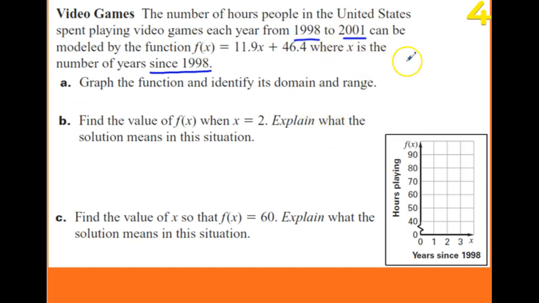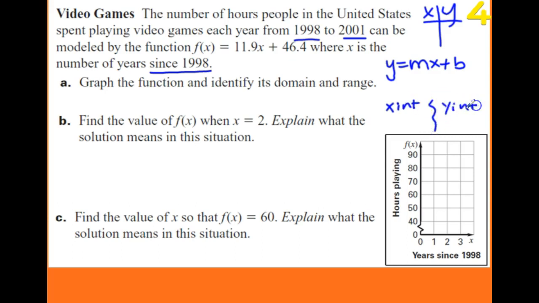We know how to graph in the form y equals mx plus b. We also know how to graph by making a table, and by finding our x-intercept and our y-intercept. You get to choose. I am going to graph using y equals mx plus b, because f of x is really y. So our b, where we're beginning, is 46.4, a little bit more than 40, a little bit less than 50. And our slope is 11.9 over 1.